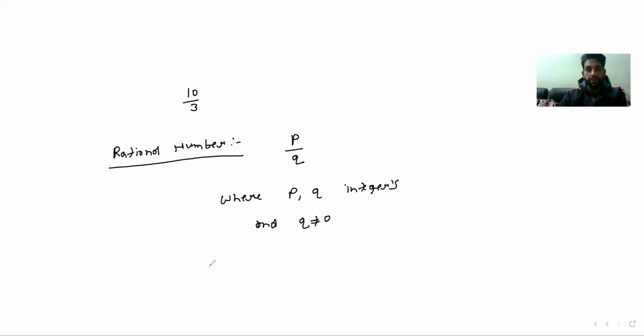For example, 2 by 5, where 2 and 5 are integers, and q is not equal to 0. It means 5 is not equal to 0. So this is called a rational number. For example, minus 2 divided by 8, minus 2 divided by 3. So the collection of all the numbers which are represented by the ratio p divided by q is called the rational numbers.